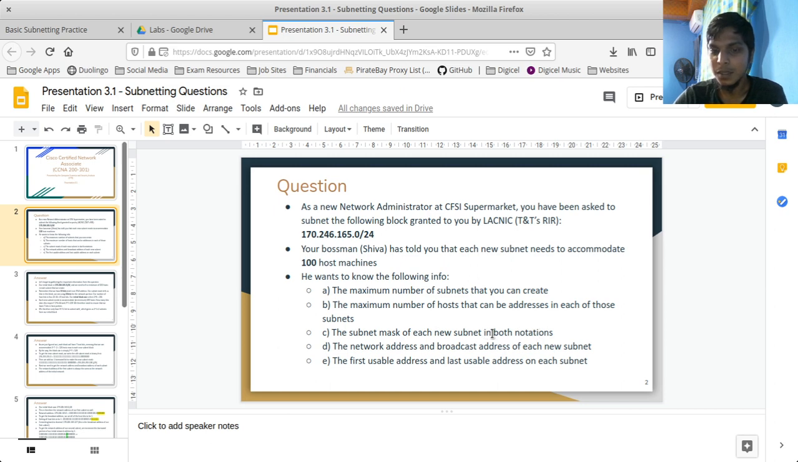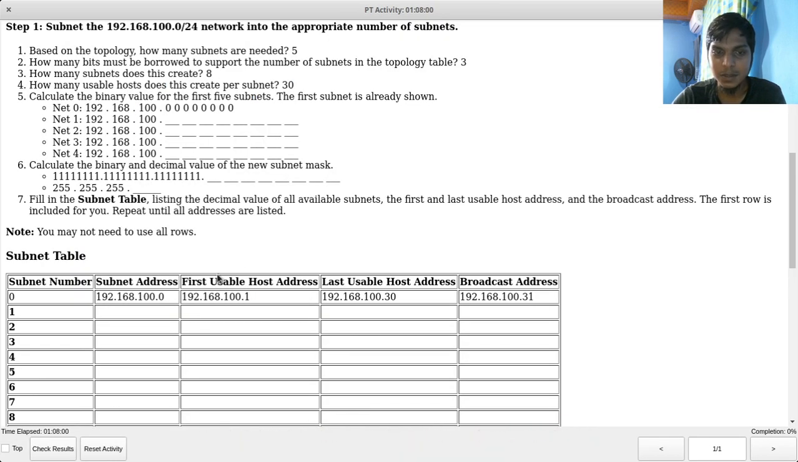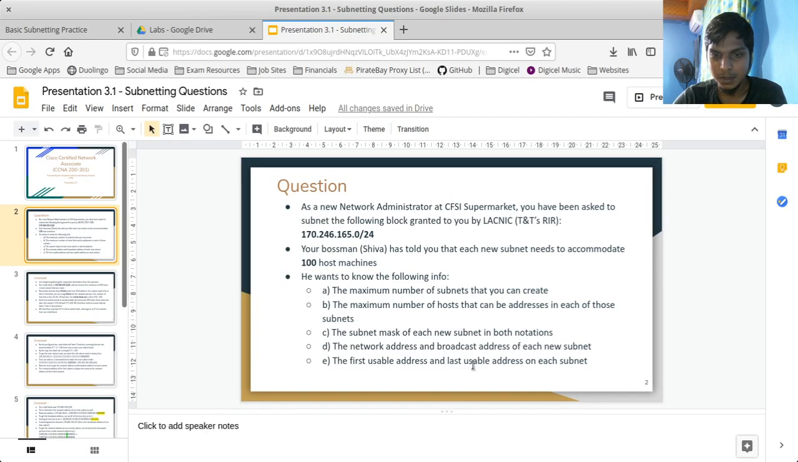Remember, we have two ways of representing subnet masks, so he wants both for each new subnet, and the network address and the broadcast address of each new subnet, as well as the first usable address and the last usable address on each new subnet. So this should address these things here: the subnet address, first usable, last usable, broadcast for each new subnet. Hopefully you'll be able to understand that lab from doing this example.